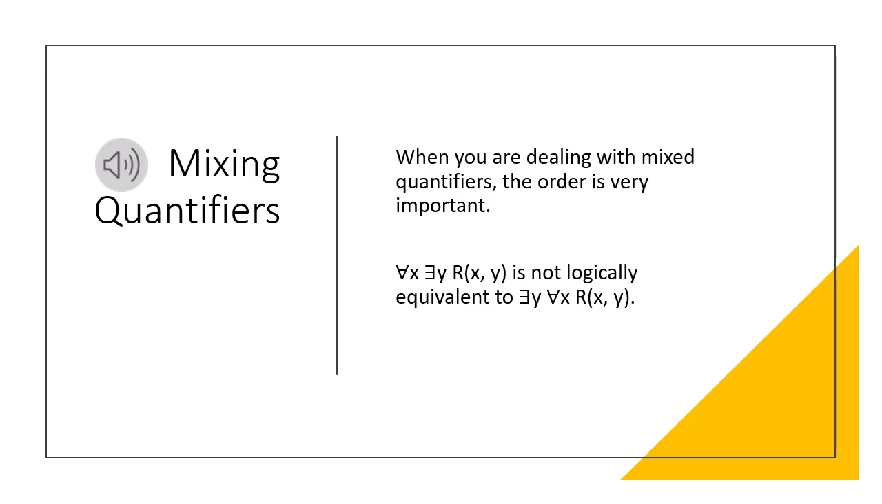So if you say something like, for all x, there exists a y, such that r of xy, well, that is not the same thing as saying there exists a y, such that for all x, r of xy. I think the textbook gives an example where r is the predicate, x likes y, and the domain of discourse is people.